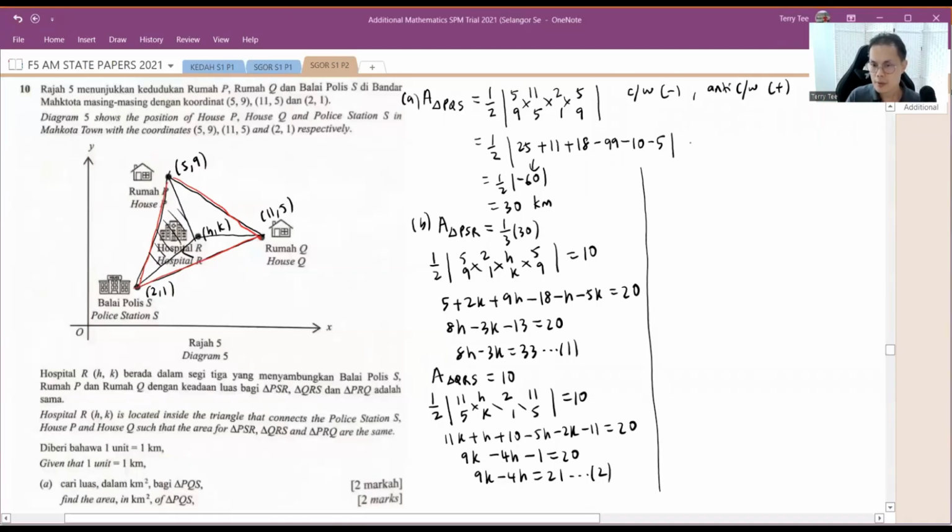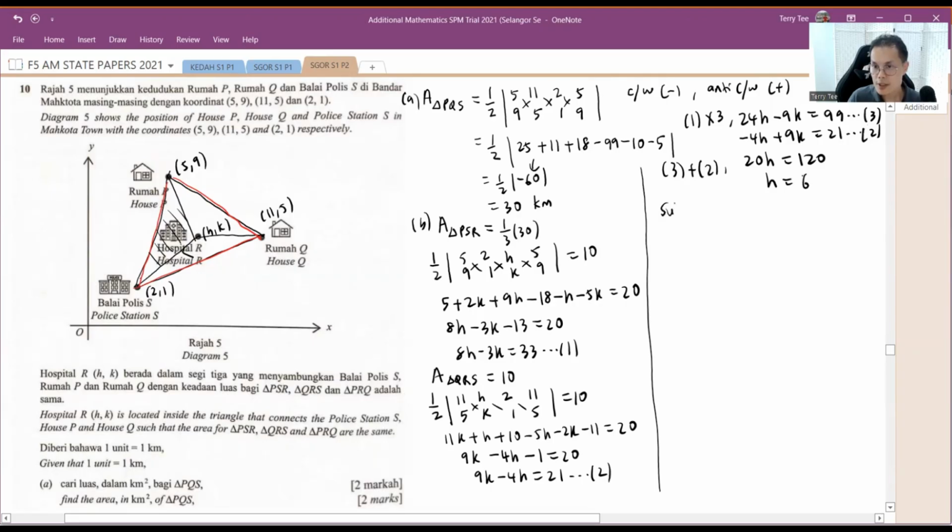Okay, so as I take equation 1, I need to make sure that they have the same coefficient. This is 9K. This is minus 3K. So I'm going to take equation 1 times 3. So I get 24H minus 9K equals to 99. Let's call this equation number 3. Okay, the equation 2, if you can't see it, just put it down here. It is minus 4H plus 9K equals to 21. This is your equation number 2. So we take equation 3 plus 2, 20H is now 120. Your K disappears. Your H is now 6.